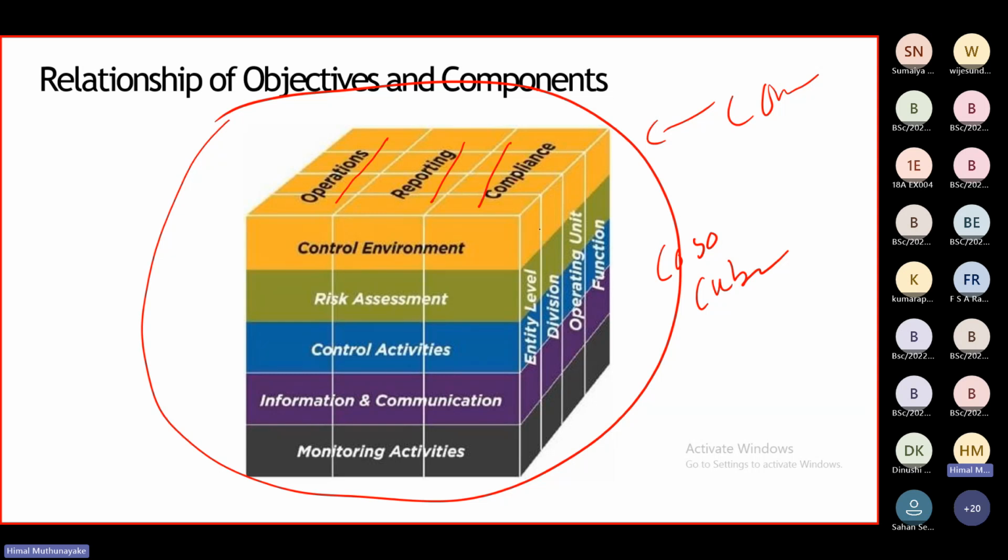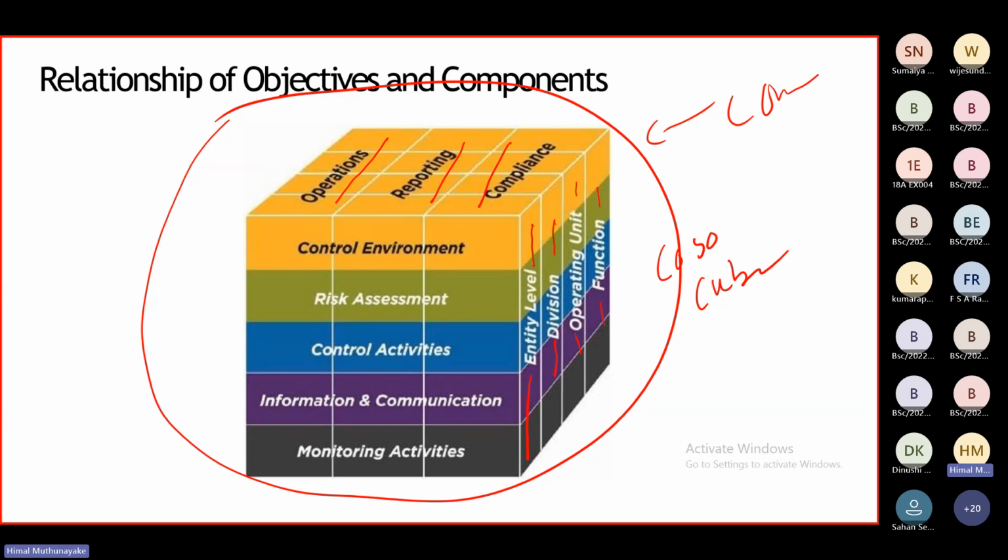Also in a company, we have the company level, some divisions, some operating units, and some functional units. A functional unit is, for example, the HR function or finance function. Operating units can be an assembling unit or a production unit. In a division, we can have a finance division. The entity level means the whole entity.